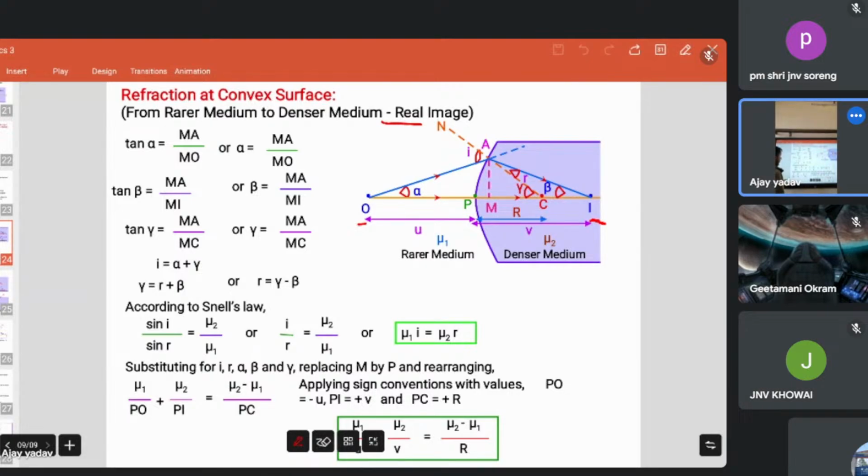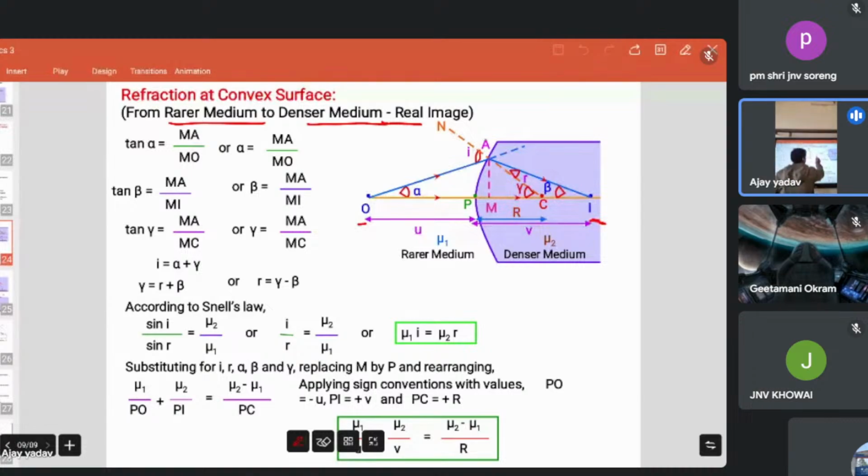Now we are taking refraction from rarer to denser medium, and from denser to rarer medium. Rarer to denser means the object must be present in the rarer medium, and denser to rarer means the object must be present in the denser medium.